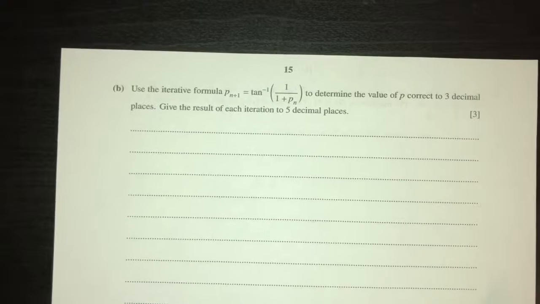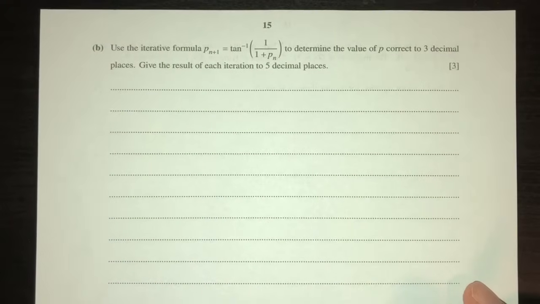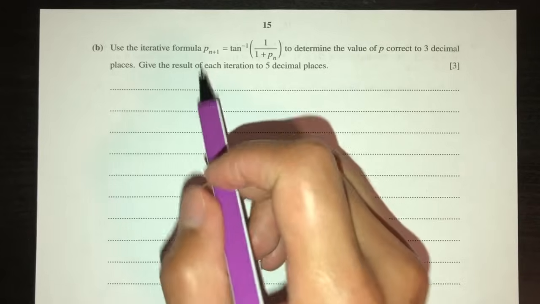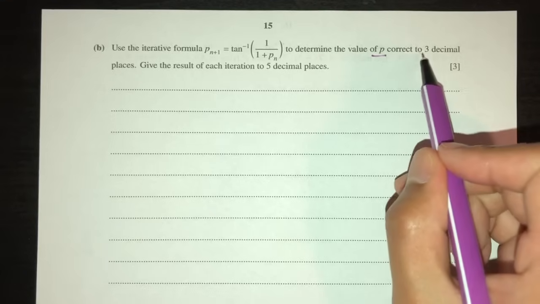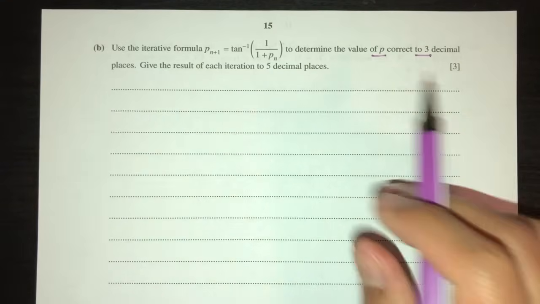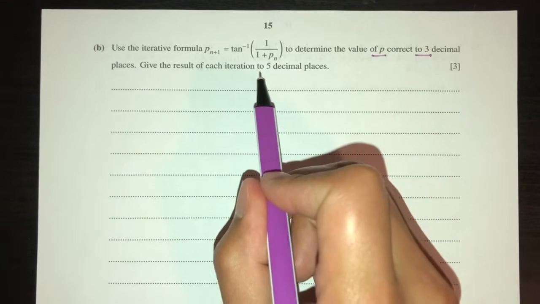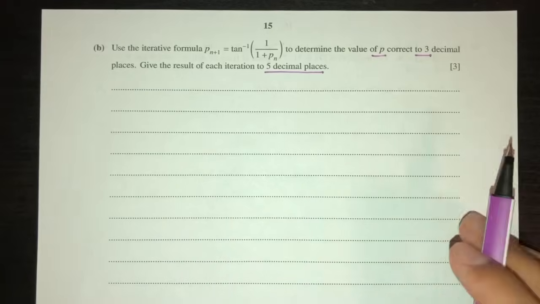Now let's move on to part B. Here we use the additivity formula, which is p n plus 1 equal to this, to determine the value of p correct to 3 decimal places. Give the results correct to 5 decimal places.